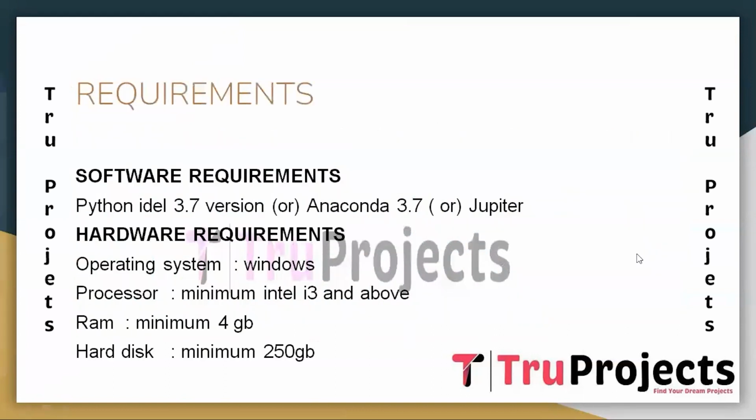These are the basic requirements needed to build this project. Software requirements: Python IDLE with version 3.7, Anaconda with version 3.7, or Jupyter Notebook. Hardware requirements: operating system as Windows, processor of minimum Intel i3 and above, RAM of minimum 4 GB, hard disk of minimum 250 GB.